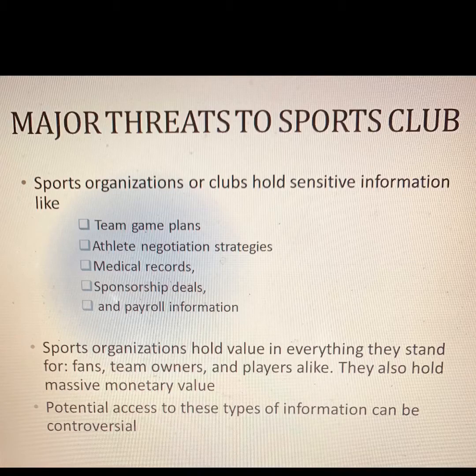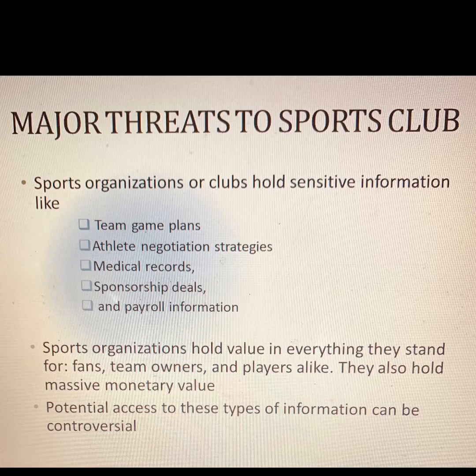As stated before, I'll be talking about major threats to sports clubs. An example I've taken: sports organizations or clubs hold very sensitive information. This information includes game plans, athlete negotiation strategies, medical records of athletes, sponsorship deals, and payroll information. Why am I saying that sports organizations hold very sensitive information? Because sports organizations hold value in everything they stand for. For example, they have a very large fan following, the team owners and players alike, and they also hold massive monetary value. A very good example is Manchester City.